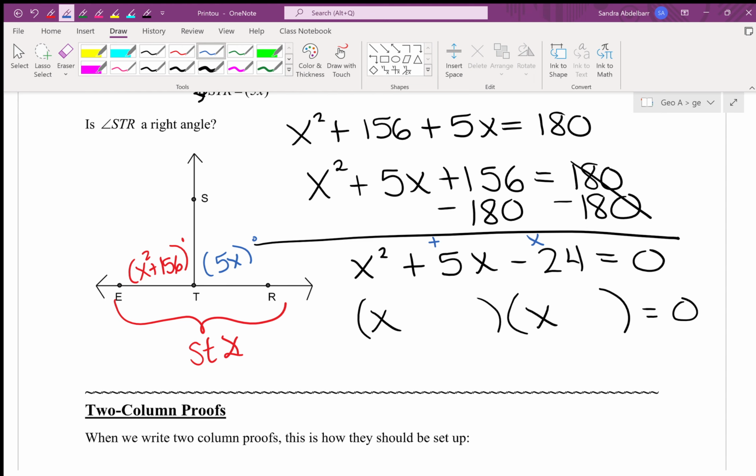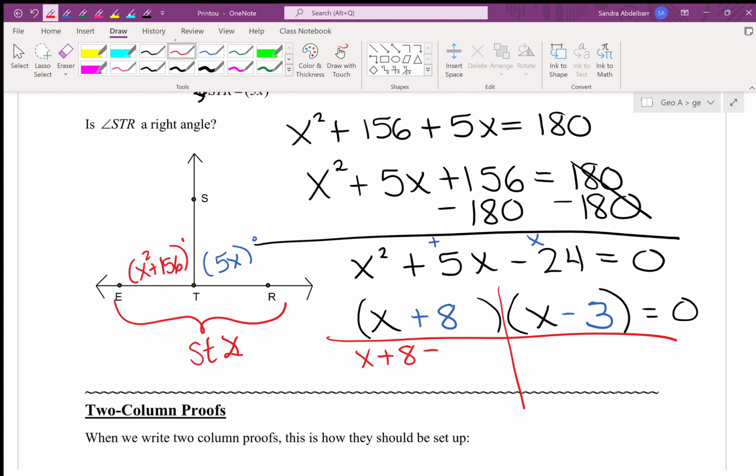Jocelyn? You got it. X plus 8 times the quantity of x minus 3. Are my answers 8 and negative 3? No. Now we need to take this a step further and set each parenthesis equal to 0. And now we would subtract 8 on both sides so we can get x is equal to negative 8. Here we would add 3 on both sides and get x is equal to 3.